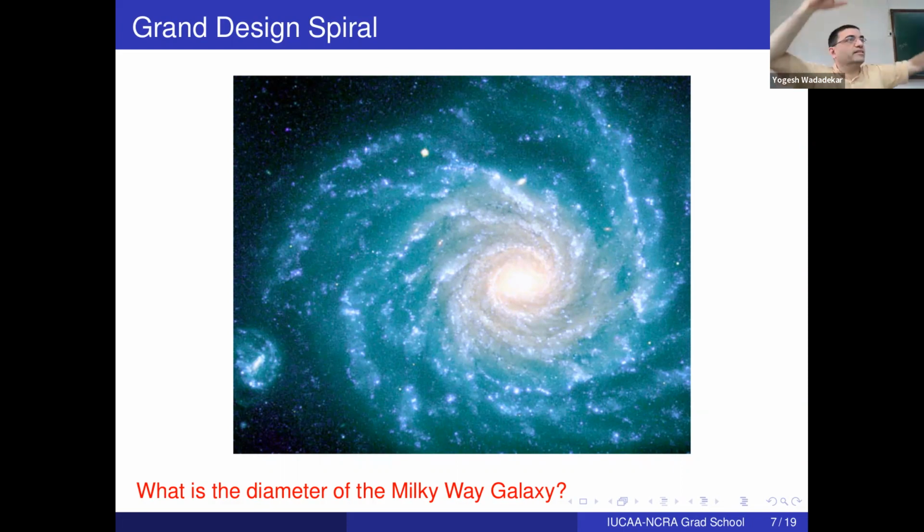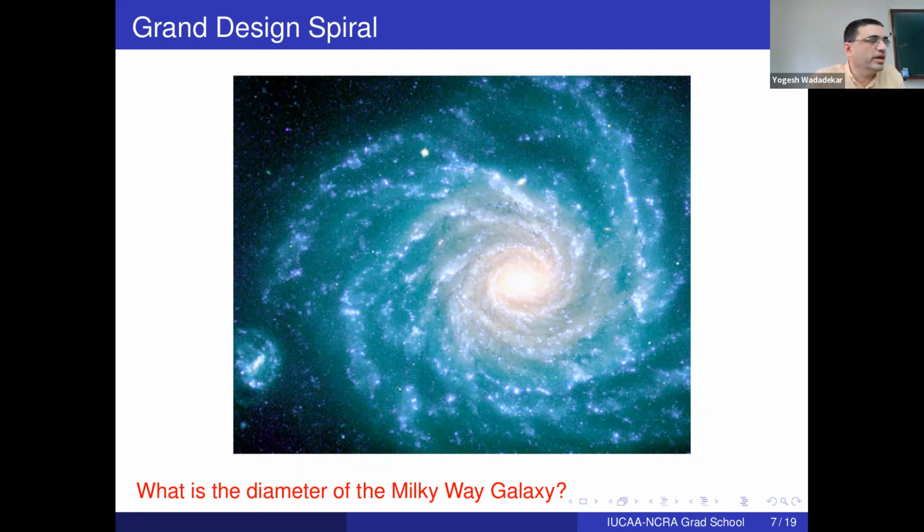This complete Ferris wheel kind of structure, okay? One arm going all the way around and another arm going all the way around. And so, it's not present. I'll show you one example of a non-grand design spiral. You'll understand immediately.